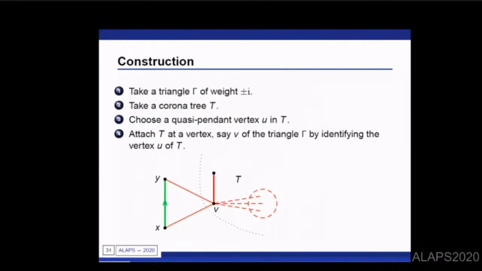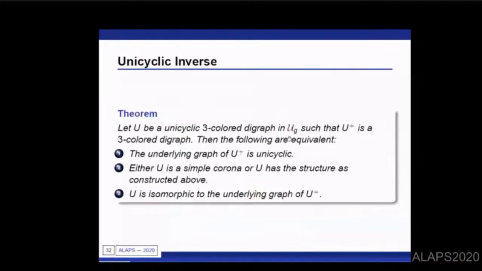These kinds of graphs are non-corona unicyclic three-colored digraphs. And we see that the inverse of this unicyclic three-colored digraph is again a unicyclic three-colored digraph. This theorem characterizes all those unicyclic three-colored digraphs in UG whose inverses are again unicyclic three-colored digraphs. And we get these three equivalent conditions.